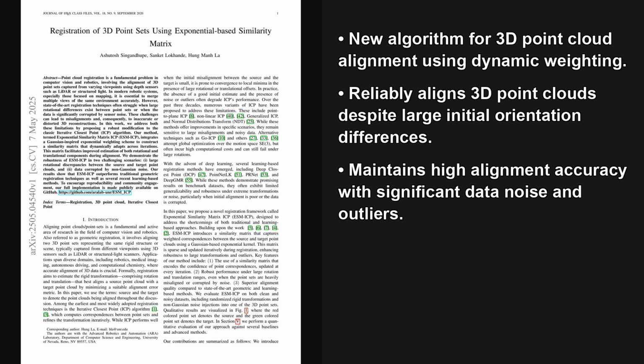The core idea is to use a special similarity matrix, which is a way to measure how alike points are in different scans, built with an exponential weighting scheme to better handle tricky situations like large rotations between scans, or when the data has non-Gaussian noise, which is a type of unpredictable sensor error.